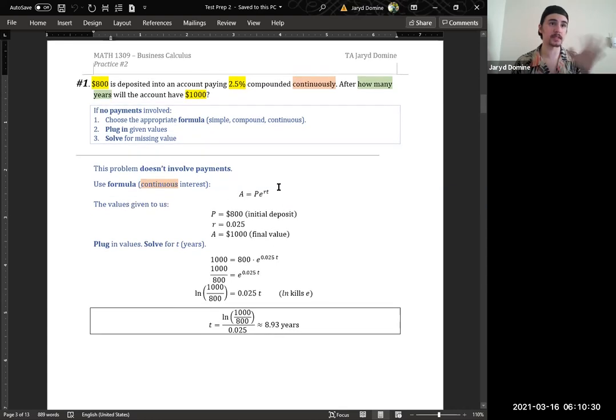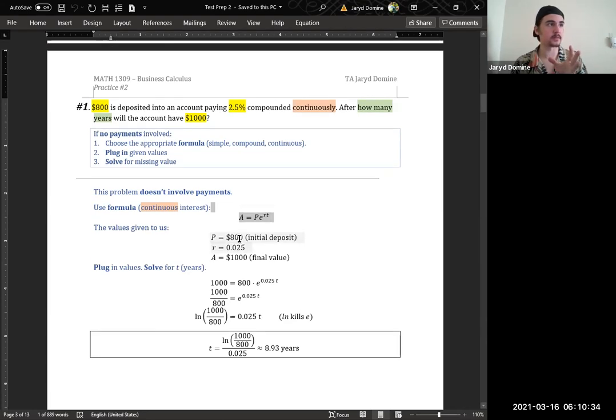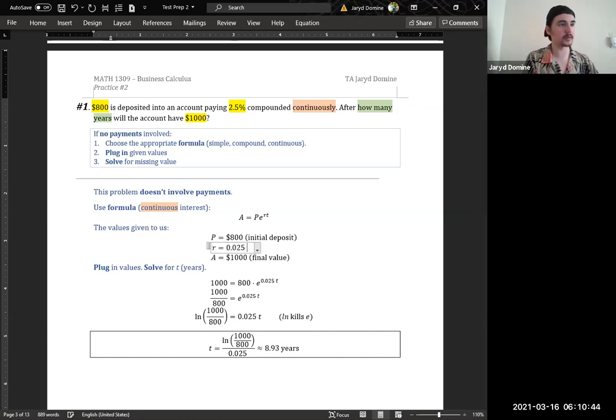Okay, so this is our formula. These are the values it gives us. So $800 is deposited. That's our principal. That's what's deposited at the beginning. R, that is the annual interest in decimal. That's important.